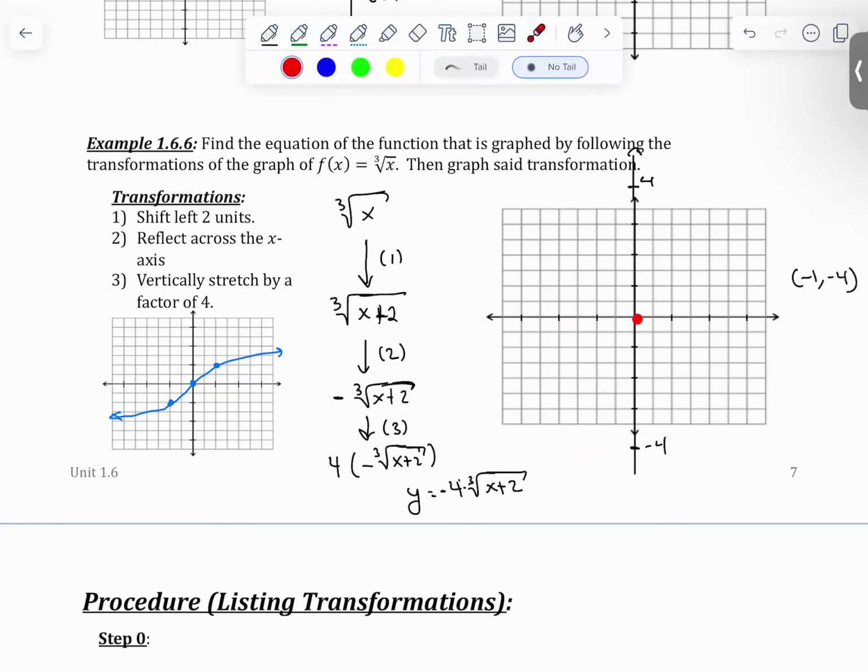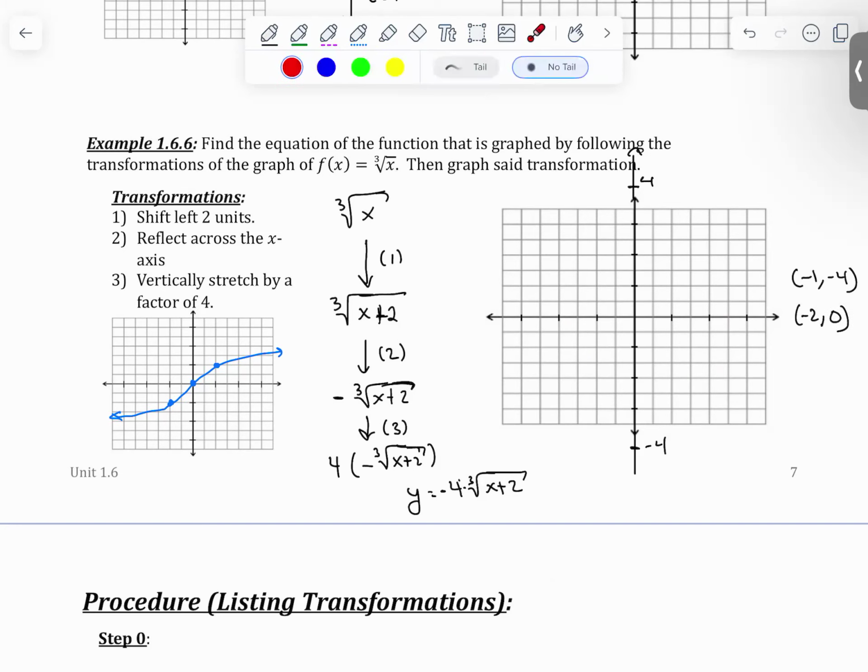0, 0 is the next point. Shift it left 2 units, boom. Reflect it across the x-axis, it's on the x-axis. Vertically stretch it, its y-coordinate is 0. So quadrupling 0 is still 0. So you have the point -2, 0.